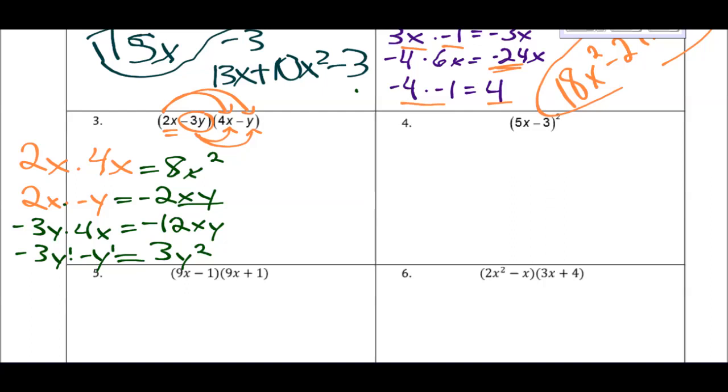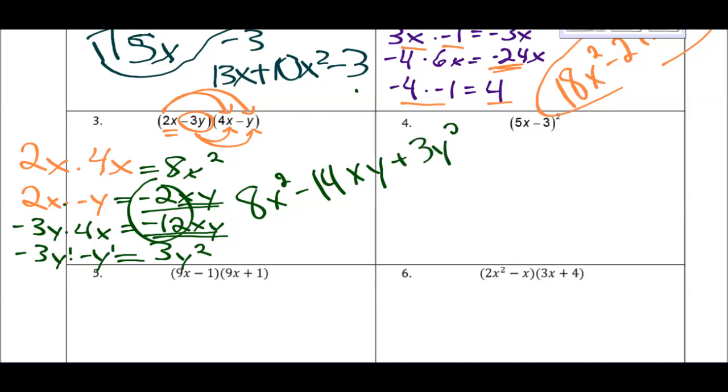Richard, where are the like terms there? What like terms do I have now? The 2x negative y, the other negative 12. Yep, the xy's are the same. These have exponents, so we can't combine those. So that is y to the second and no x. It's missing an x, so we can't combine it with those. So we're just going to combine those two middle ones. 8x squared minus, this becomes negative 14xy, plus this 3y squared. And that is our final answer. There's no like terms in there first. Any questions on that?